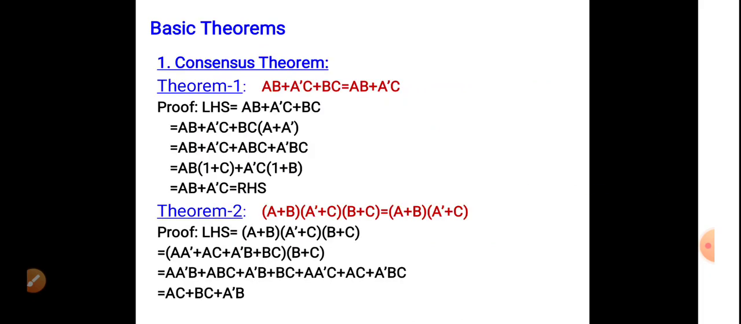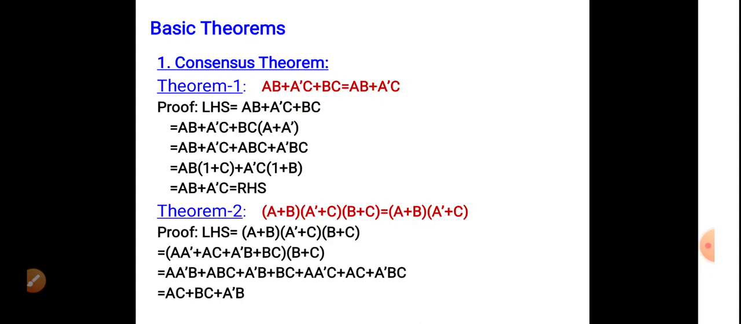The next type of theorem is the consensus theorem. What is the basic difference between laws and theorems? Theorems can be proved, but laws are things which are validated functions. The consensus theorem states that AB plus A bar C plus BC. Here we have three terms on the left side: AB, A bar C, and BC, which is equivalent to AB plus A bar C.